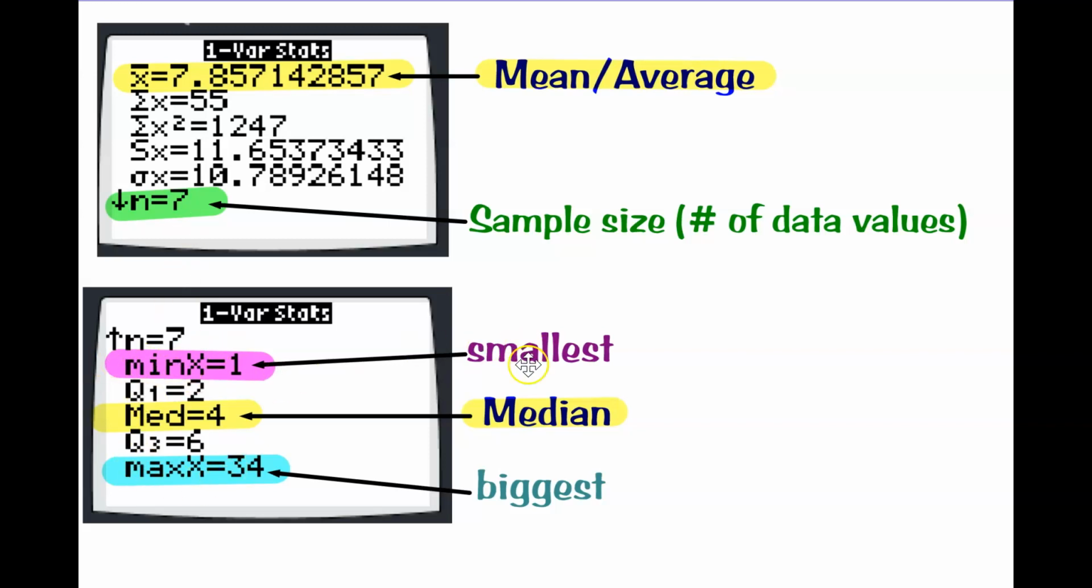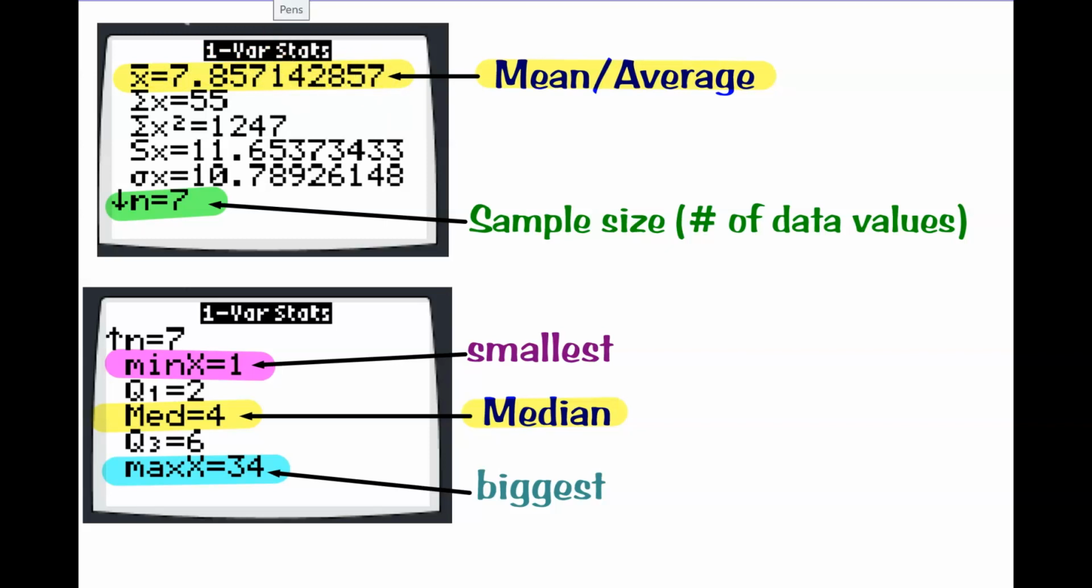The minimum is our smallest data value. So 1 was our smallest data value. Our maximum is our largest data value. So the biggest one was 34. And the median would be 4. Now, doing this in your calculator is really nice because you don't have to do the sum of all your data values and then divide.